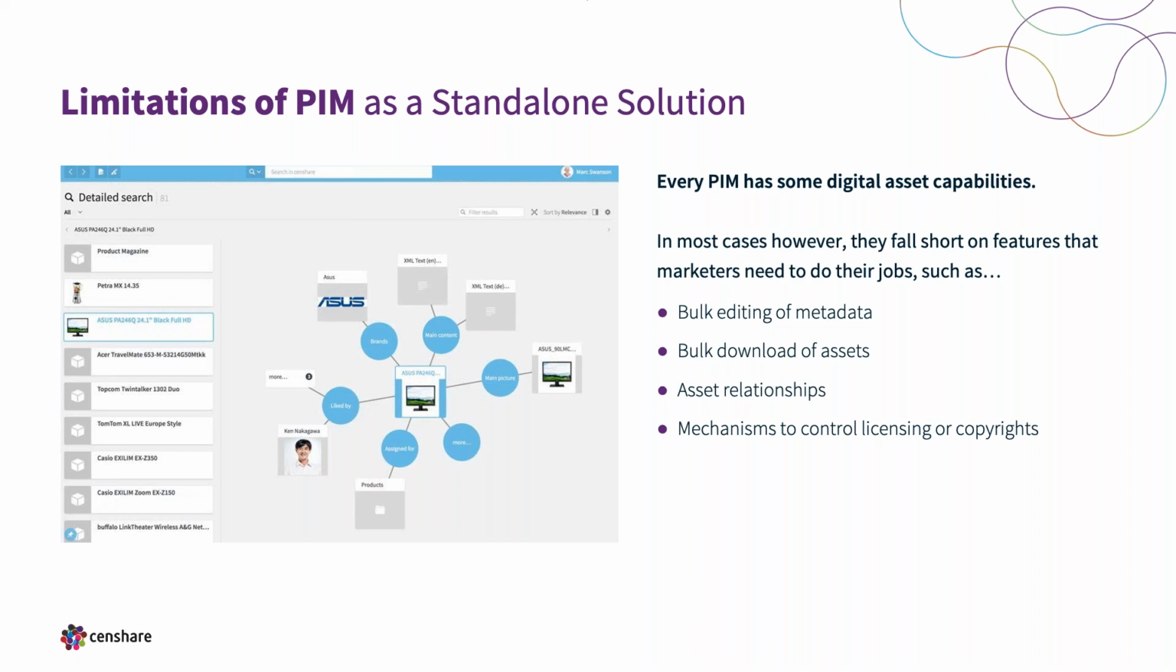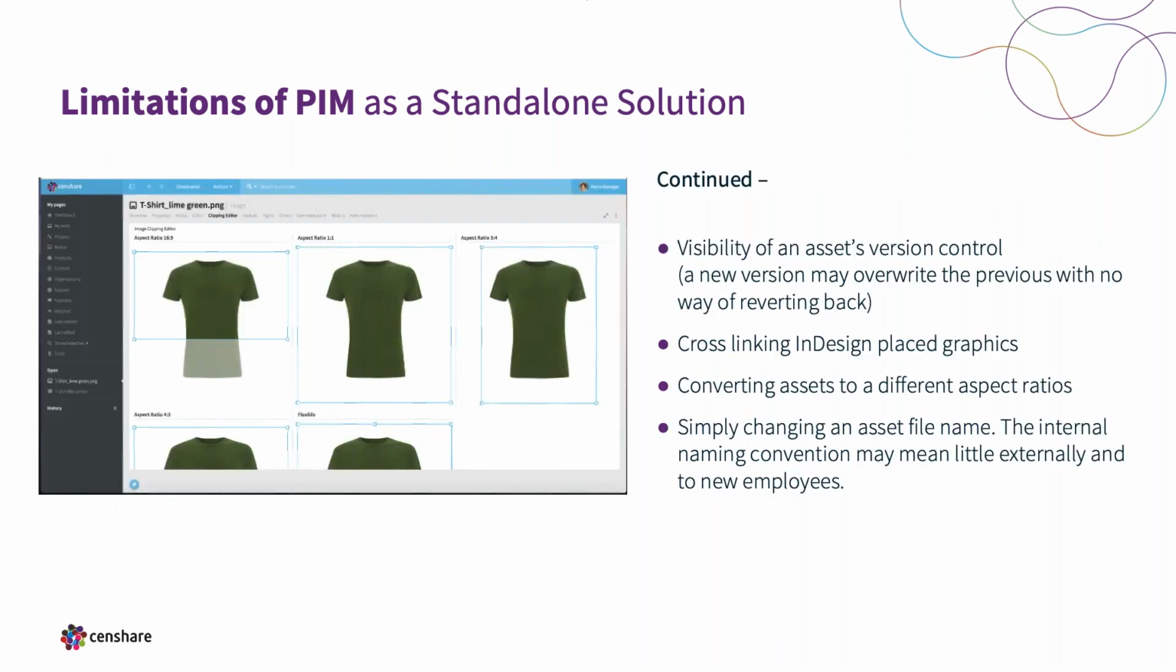You can tie in licensing and copyright information on where that product is sold, what countries it's sold in. If you had a celebrity promote the product, how long are you able to use their imagery and use them in a commercial, right? Tying all of that together into that product. A few other limitations that our partners pointed out are the visibility of an asset's version control.